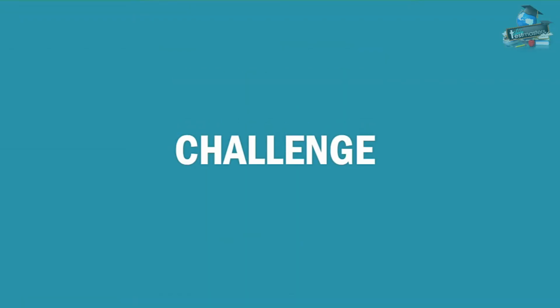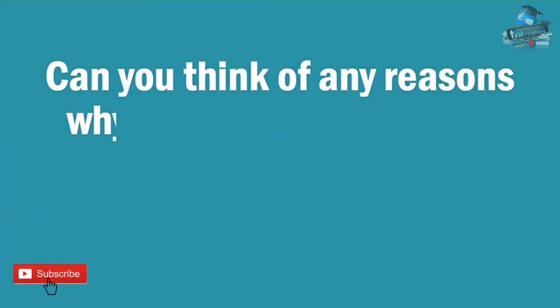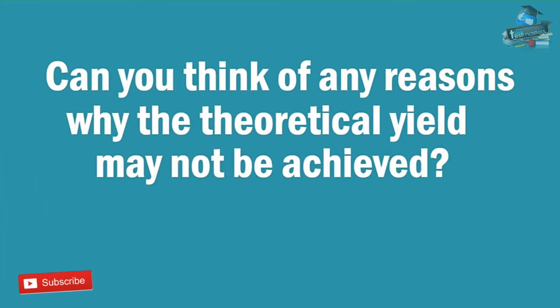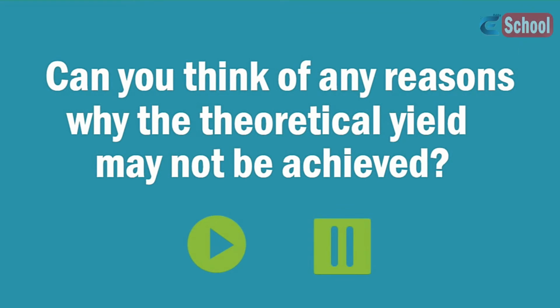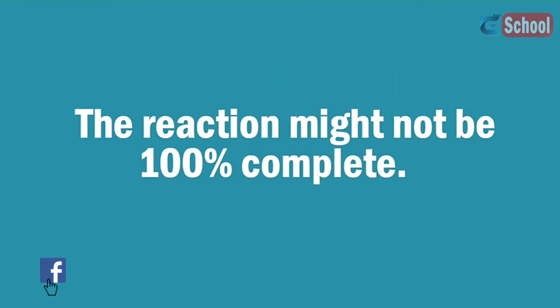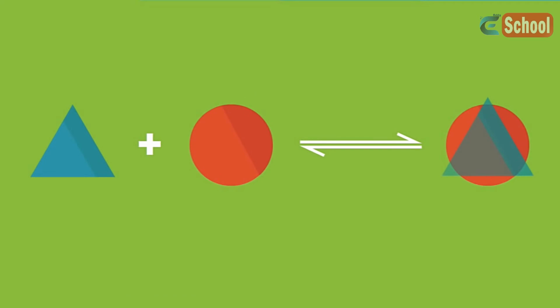Here's a challenge. Can you think of any reasons why the theoretical yield may not be achieved? Pause and continue when ready. Some of the responses are the reaction might not be 100% complete because if it is reversible, the products made can turn back into the reactants until an equilibrium is established.